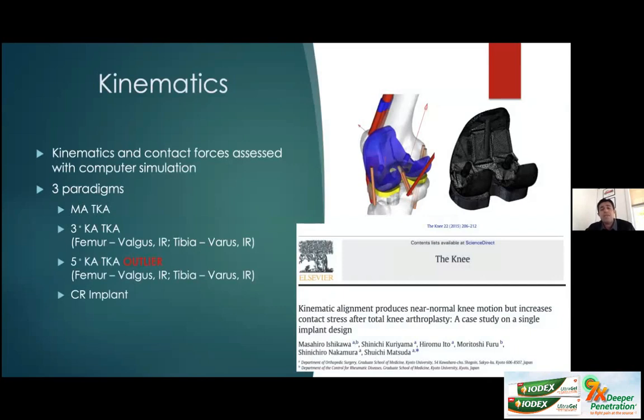So this was a Japanese study which looked at kinematics and contact forces with computer simulation. They had 3 models. First was a mechanically aligned total knee, then was a 3-degree kinematically aligned, so more of a restricted kinematically aligned total knee, in which the femur was in valgus and internal rotation, the tibia was also in varus and internal rotation. And finally, there was a 5-degree outlier. Let's say you cannot align it within the restricted kinematic and you have an outlier, then that's what they considered a 5-degree kinematic alignment outlier. And they used a cruciate retaining implant. So you kept the PCL in that implant.